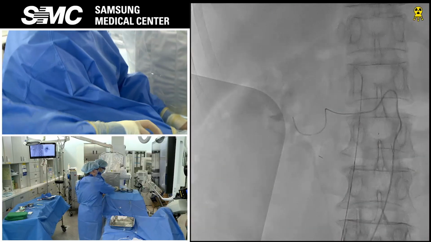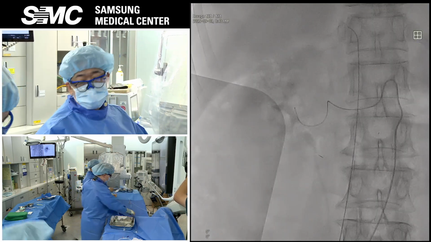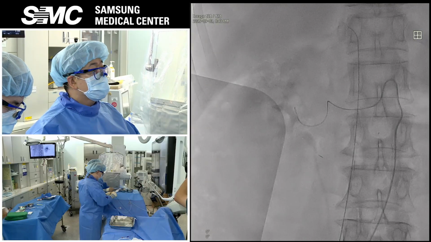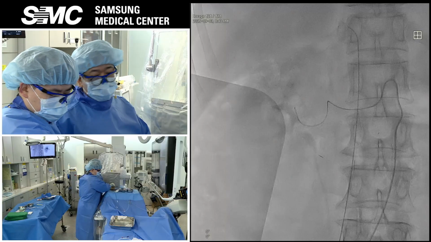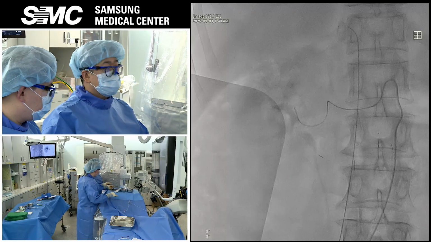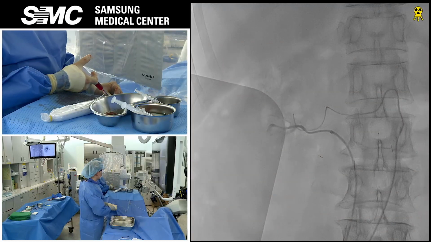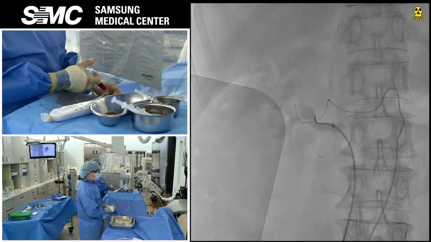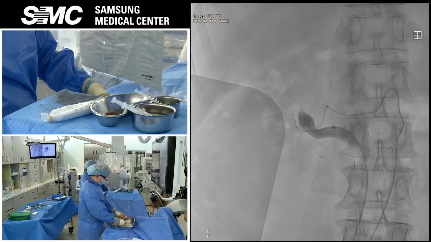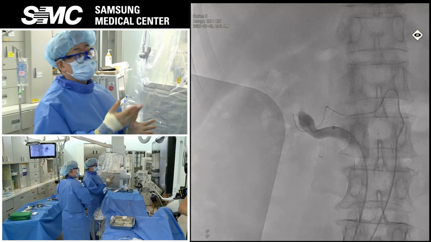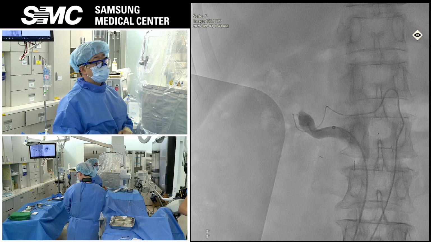I'm approaching the transvenous access from the right femoral vein. We will use a 5-French long sheath, and the second catheter is a 4-French Berenstein catheter. As you can see on this angiogram, we successfully engaged the single draining vein.